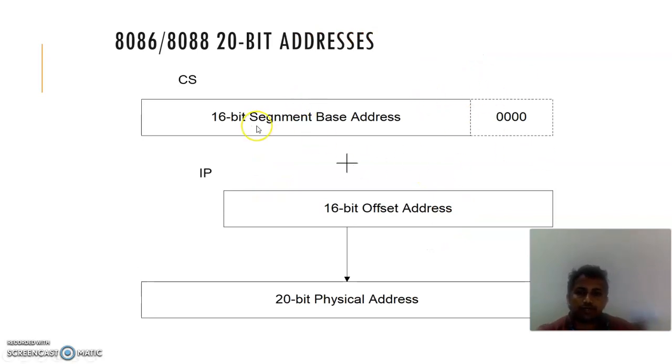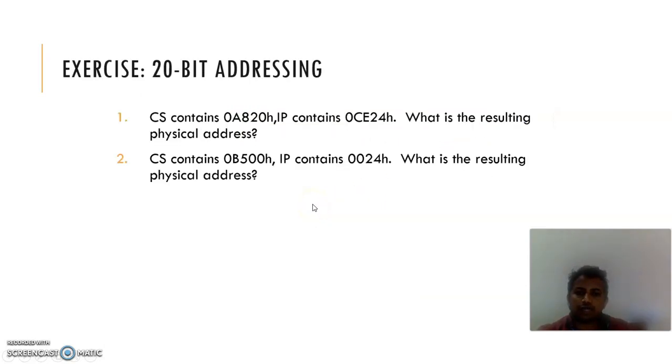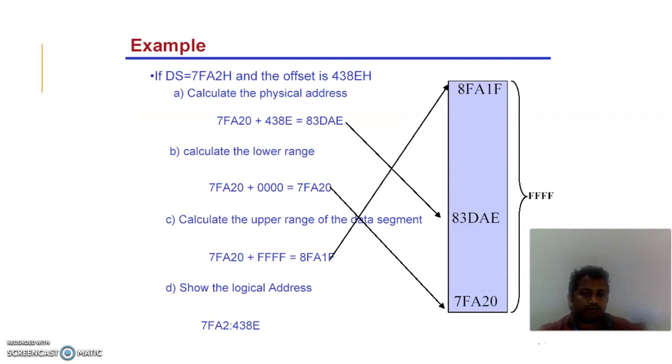The same thing has been shown over here: the segment address multiplied with 10H, appended with 4 zeros, plus the offset address, gives the physical address. So you can do this exercise and perform how the resulting physical address is obtained for these two examples. Code segment is 0A8206 and instruction pointer is 0E24H. Where is the resulting address? These two we can perform.